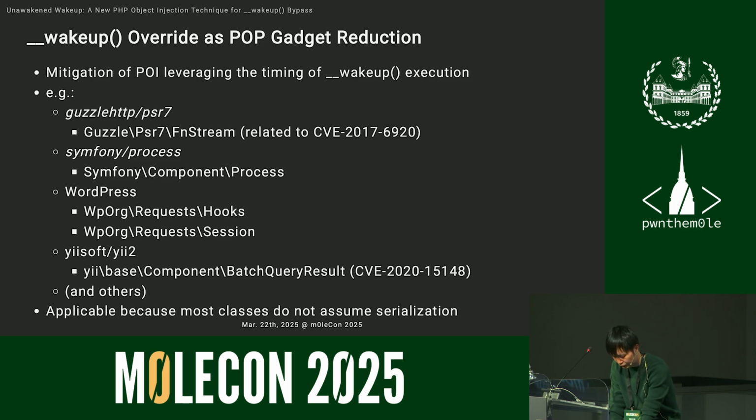Unfortunately, it seems to have also been used in the POC for CVE-2019-6340. And Symfony process, WordPress, eSoft E2. According to comments in the code, the safeguard was added after CVE-2020-15148 was discovered. Now we will review the mitigation in place by walking through the gadget chain.